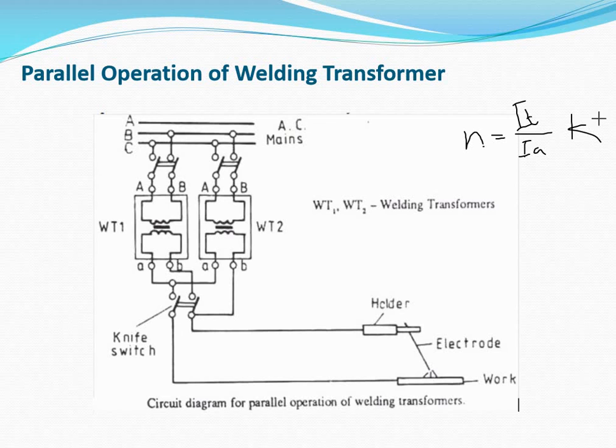This diversity factor K takes into account the fact that all the welders operating from one and the same power source do not work simultaneously. The diversity factor is related to average duty cycle and the laws of probability, but is reduced as the number of welders operating from the same transformer increases. So usually K is assumed to be anywhere between 0.6 to 0.8.